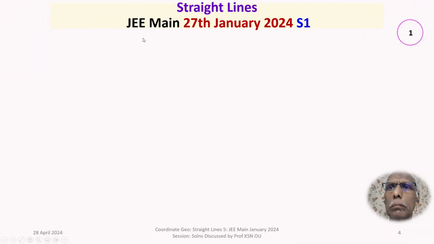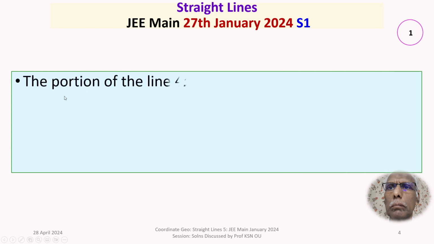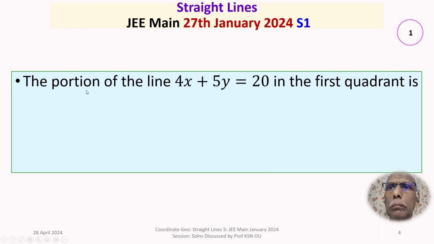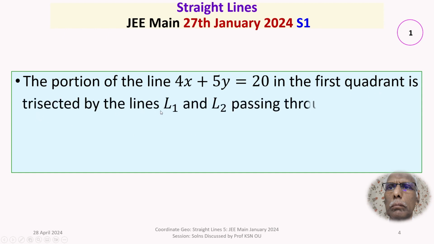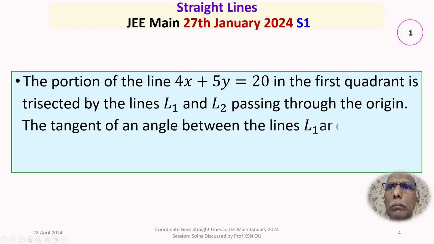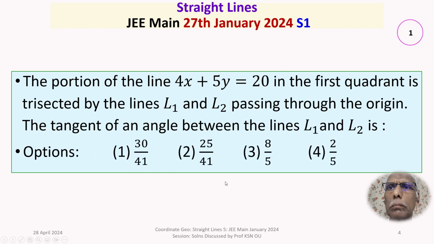This question has appeared in the JEE Main exam held on 27 January 2024 in the first shift. The given question is: the portion of the line 4x plus 5y is equal to 20 in the first quadrant is trisected by the lines L1 and L2 passing through the origin. The tangent of an angle between the lines L1 and L2 is, we are given 4 options.